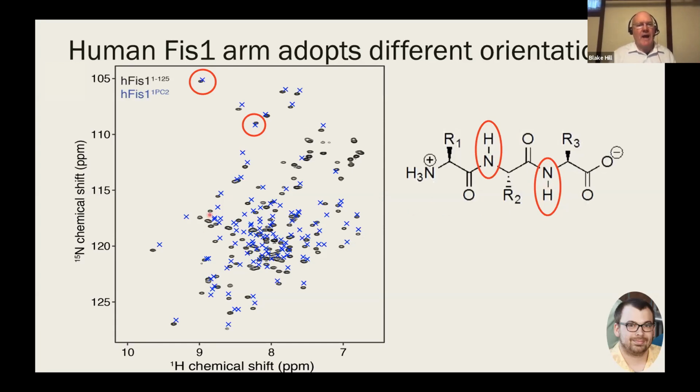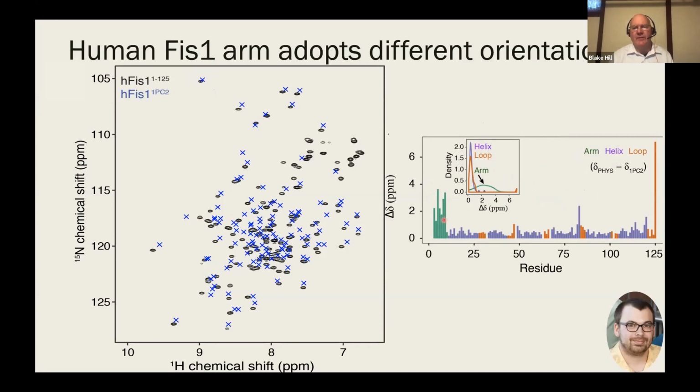And what you see in black is a construct at physiological pH that's lacking the transmembrane domain, and then the blue X's are the chemical shifts for a similar construct that was solved and has the arm extended, as I just showed you. And what you see is there's no overlap here. That means just between these constructs and the conditions in which this was collected, there's been a conformational change. John mapped this using a density kernel plot, and he found that the predominant changes localized to the arm, which would be consistent with an arm in-out conformational change.